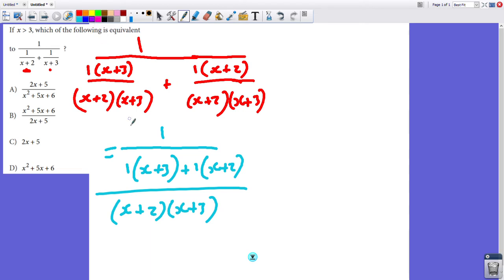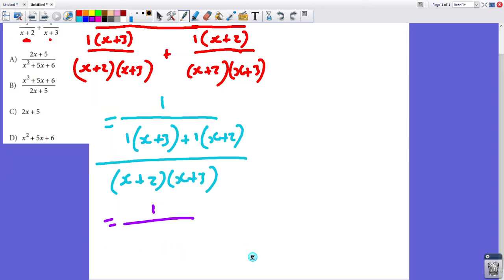In my next line of working, I will just expand out the brackets. This is equal to 1 over, we can call this 2x plus 5, just by adding together the x and the 3 and the 2, all over, expanding the double brackets gives x squared plus 5x plus 6.